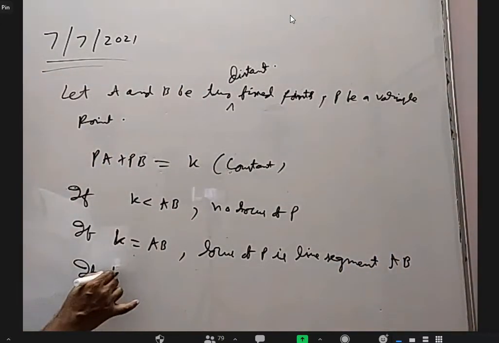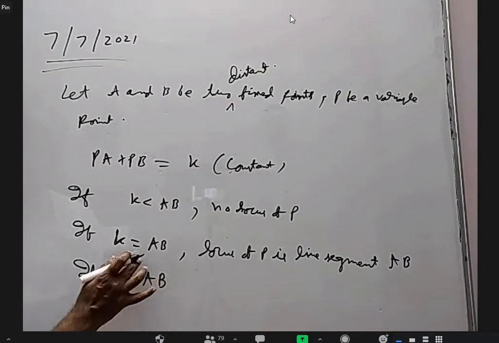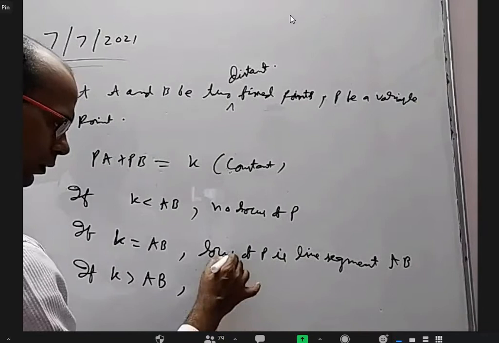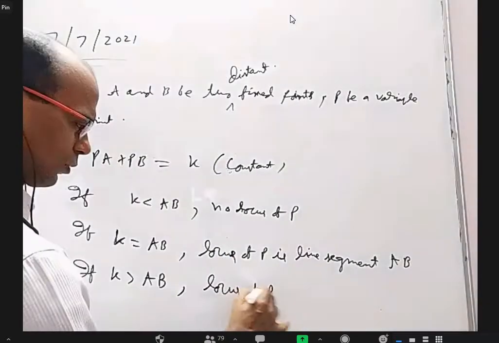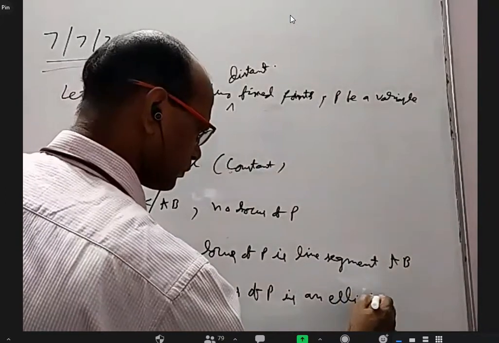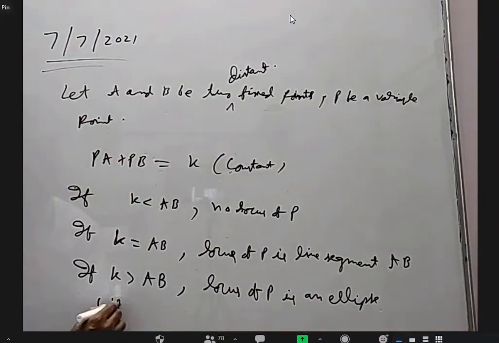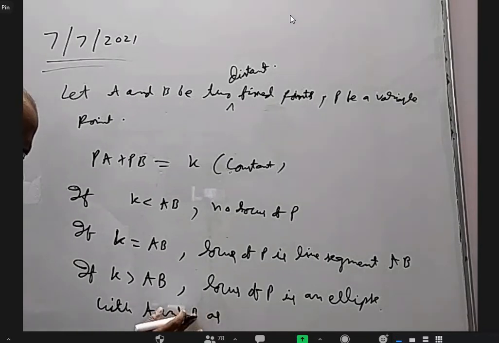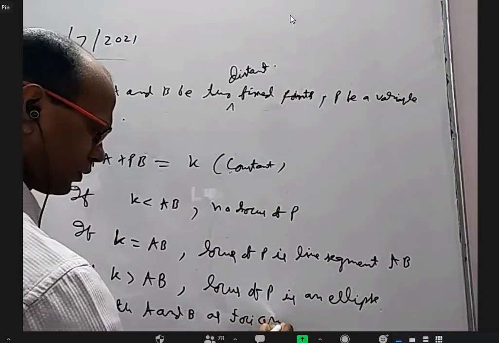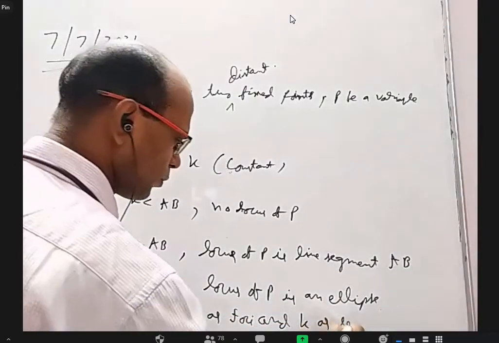If K is greater than AB, then the locus of P is an ellipse with A and B as foci and K as the length of the major axis.